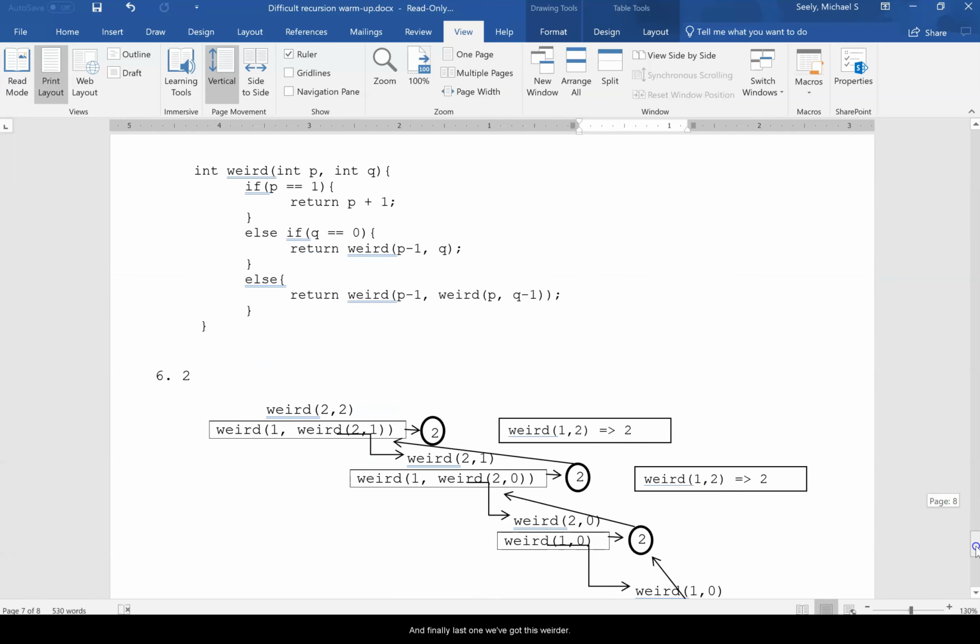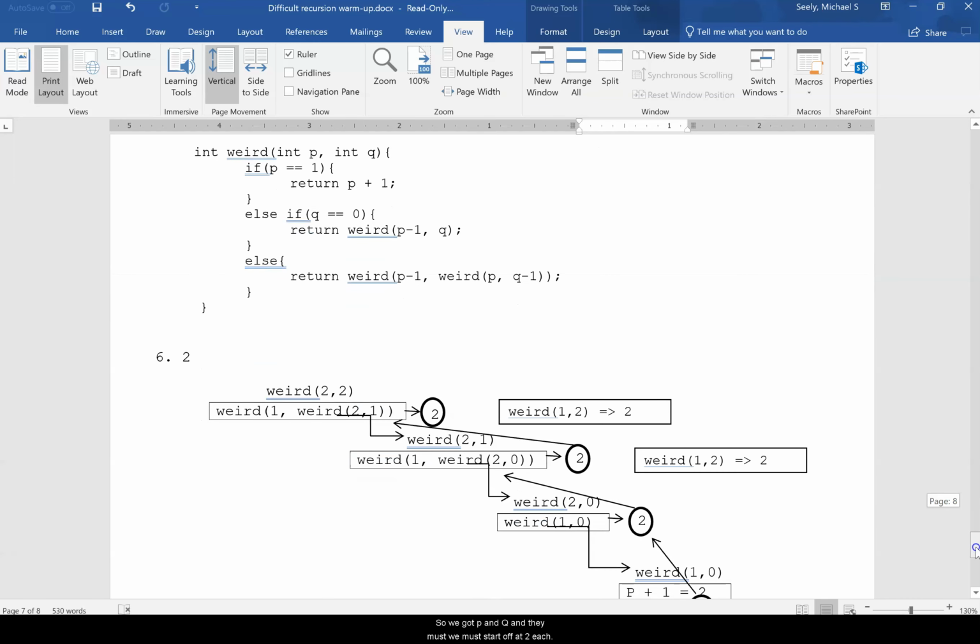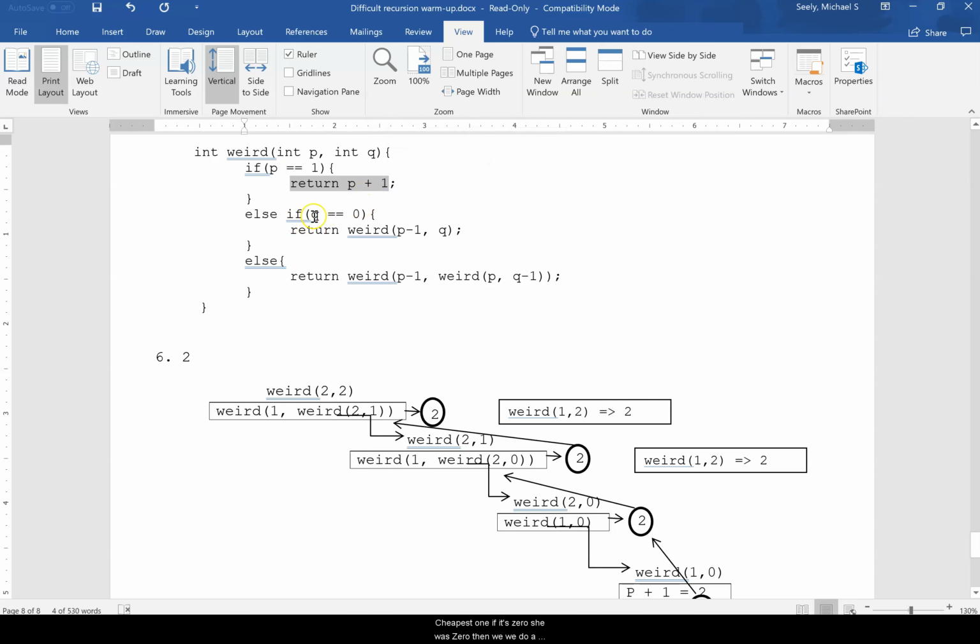And finally, last one, we've got this weirder. So we got P and Q, and we must start off with 2 each. So P is 2, Q is 2. So if P is 1, then we return P plus 1. If Q is 0, then we do a recursive call to that. Else we do a recursive call to this. So 2 and 2. P's not 1 and Q's not 0, so we do this one.